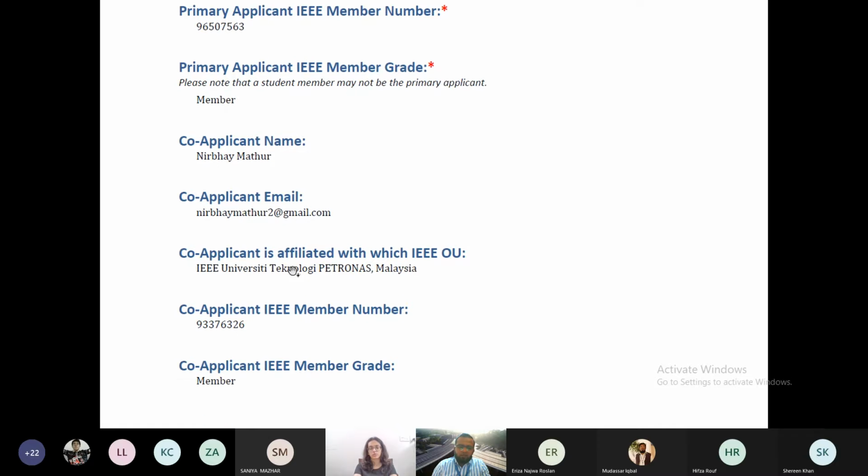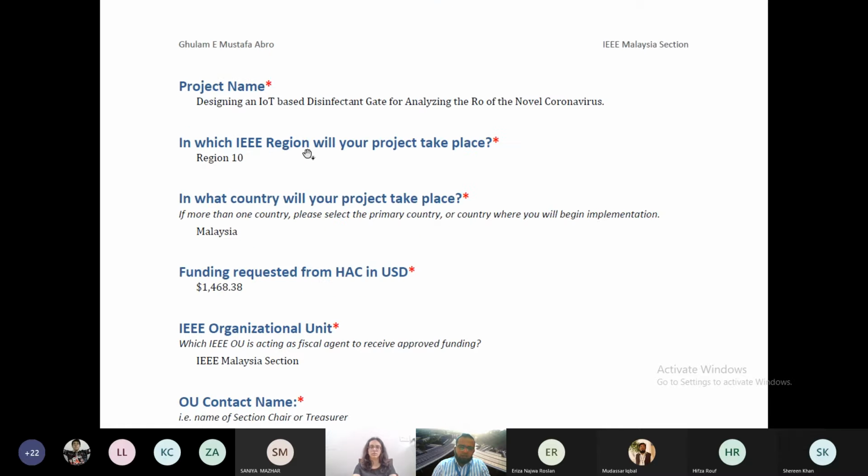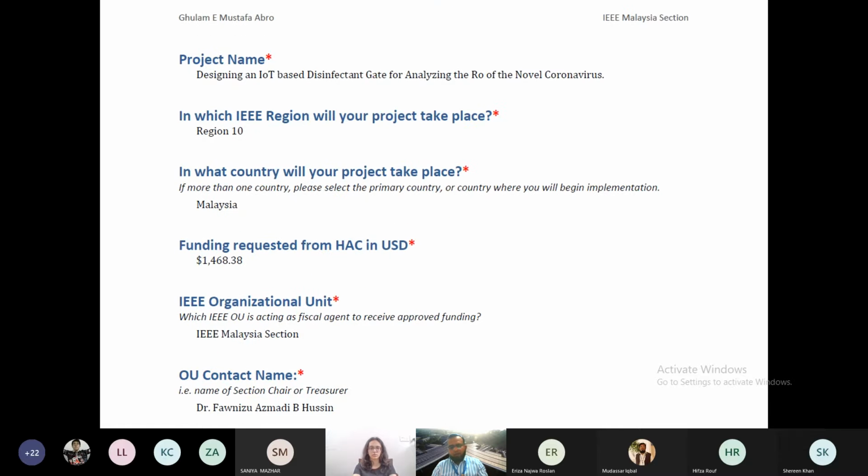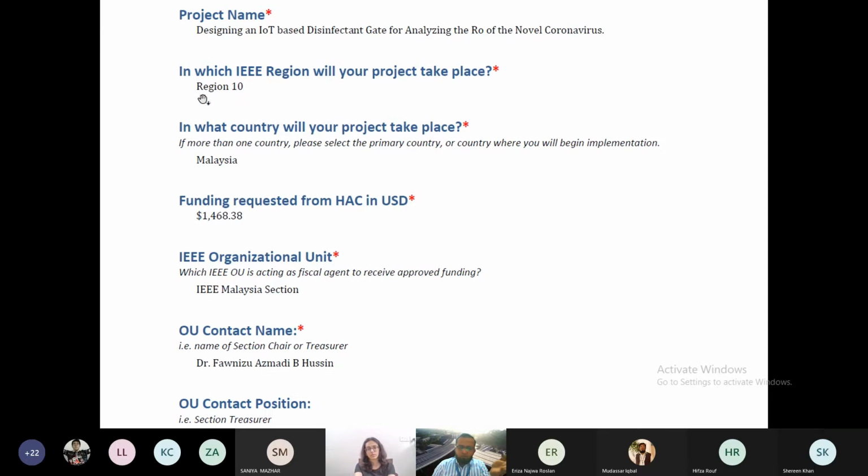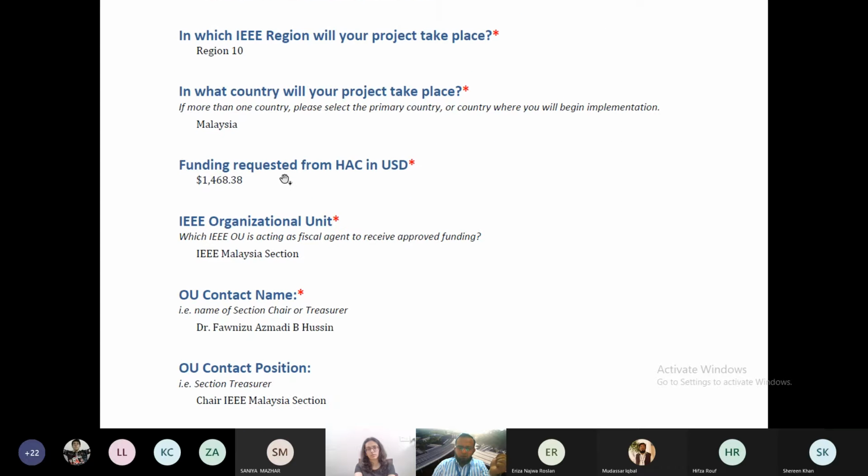And then you have the team. I mentioned the name of Nirbhay Mathur, his email address. So from here, the data that is very technical, you have to look forward to. That is the project name, the region in which you are proposing it, and the funding amount. You can see the total funding of this particular project.